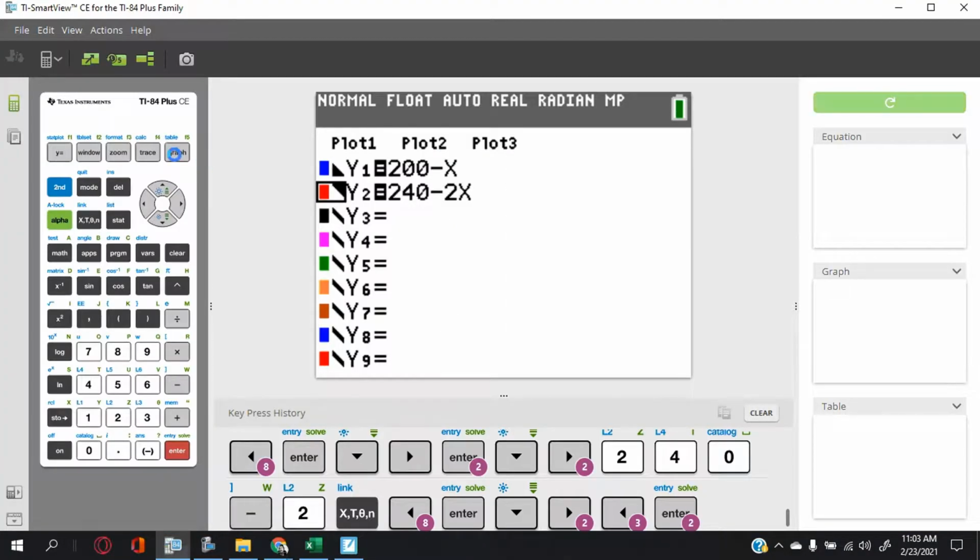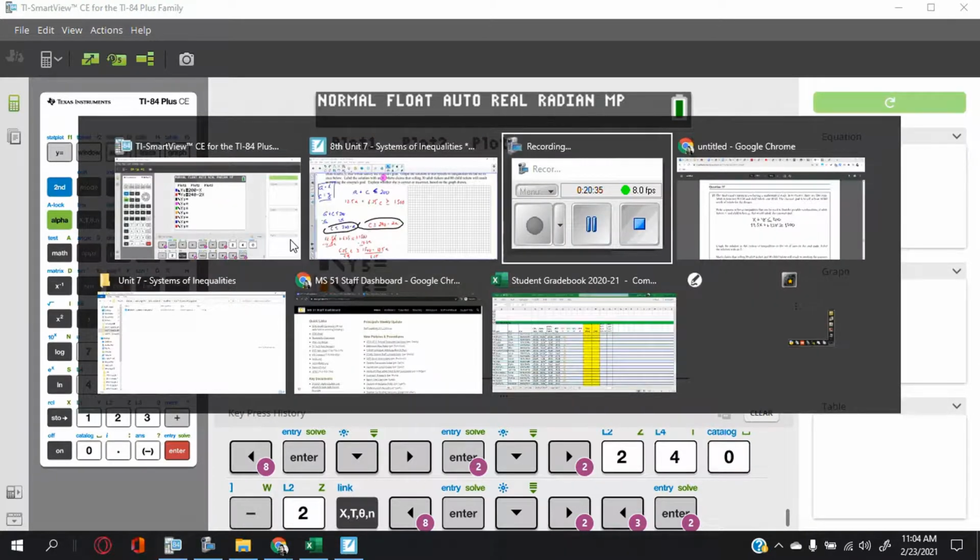All right, so now the graph is going to be, computer's a little bit stuck. The graph's going to look kind of crazy because the intercepts are at 200 and 240, so it's going to be way up there on the y-axis. So when this stops being stuck, we'll take a look at the graph. Hold on.